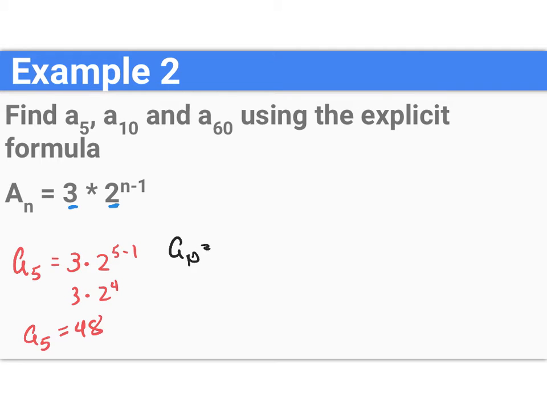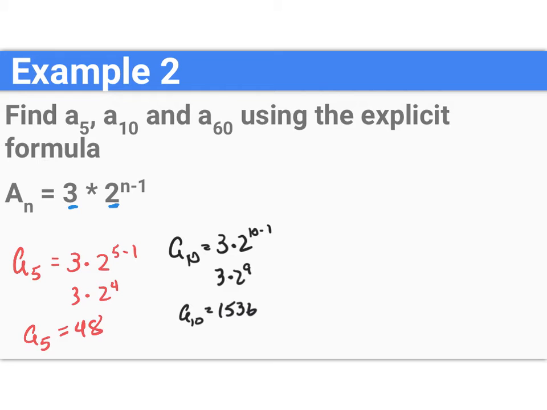Let's take A10. A10 equals 3 times 2 to the 10 minus 1, so 3 times 2 to the 9th power. Let's get our calculator out for this one. 3 times 2 caret 9, which is above the division symbol, equals 1,536. So A10 is 1,536.